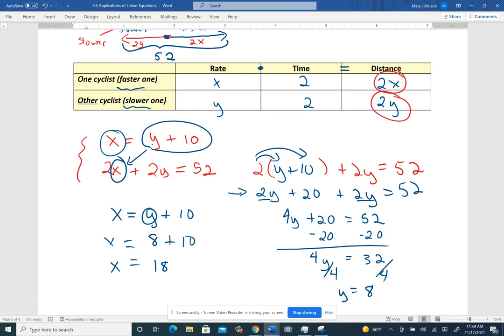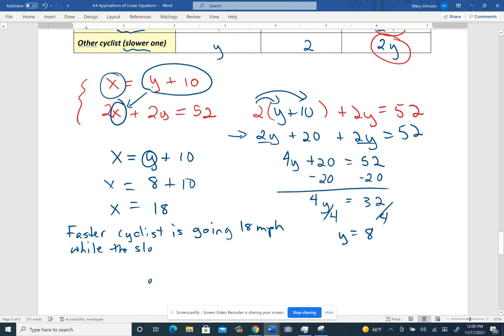All right, so what is that? So the faster cyclist is going 18 miles per hour, while the slower one is going 8 miles per hour.